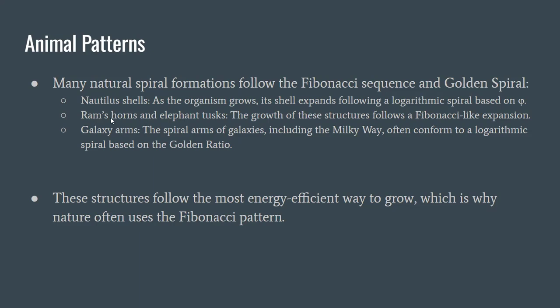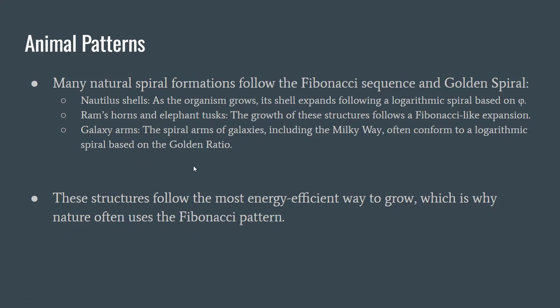Same with ram's horns and elephant tusks. The growth of these structures also follows Fibonacci expansion. If you let their horns grow out, eventually they will start curving into that spiral.